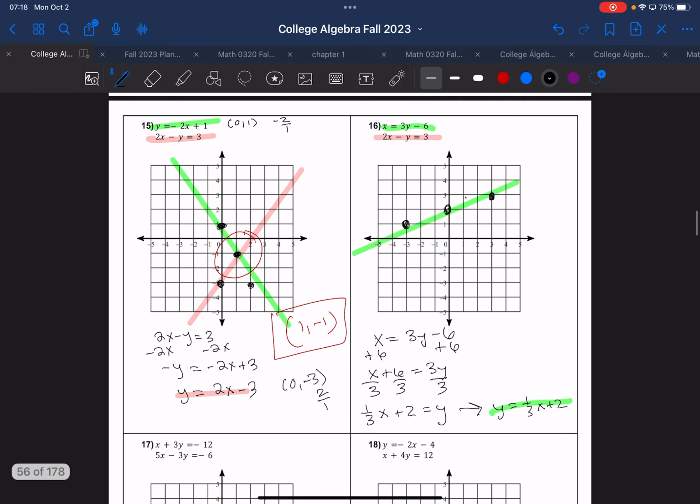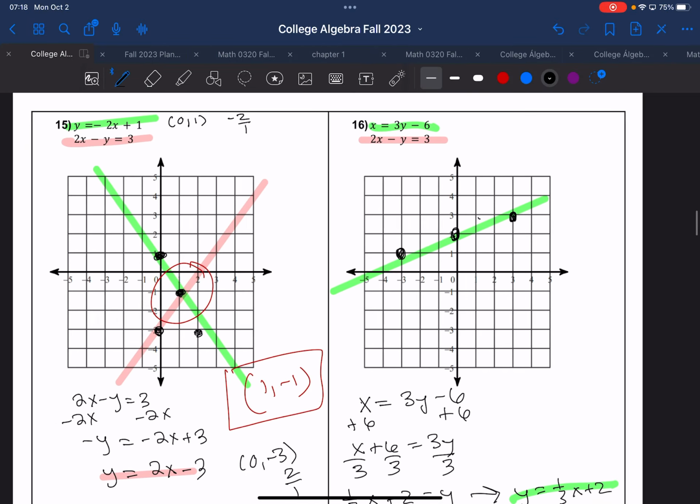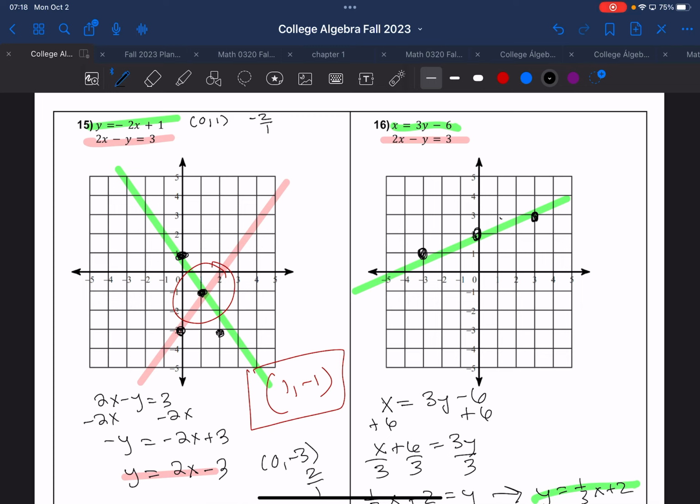Now I still need to change my second equation to get y by itself. So I have 2x minus y equals 3. What am I going to do to get y by itself? Remember, it's always the x's we deal with first. Subtract that 2x. And so we have negative y equals negative 2x plus 3.